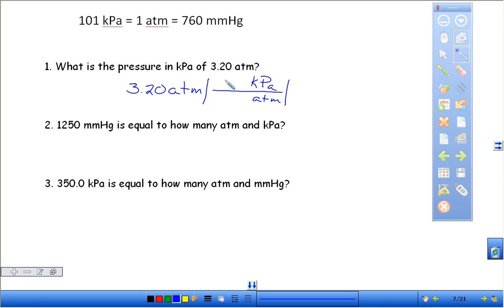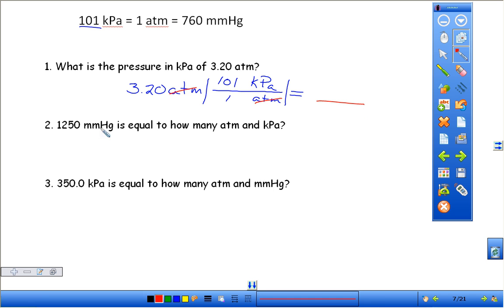And so what we do is put our 101 kilopascals, which comes from there, and we look at 1 atmosphere on the bottom. And so we multiply those two together, and we come up with a value for kilopascals. If you look at this, what's happening is our atmospheres divide out, and we get the appropriate answer.